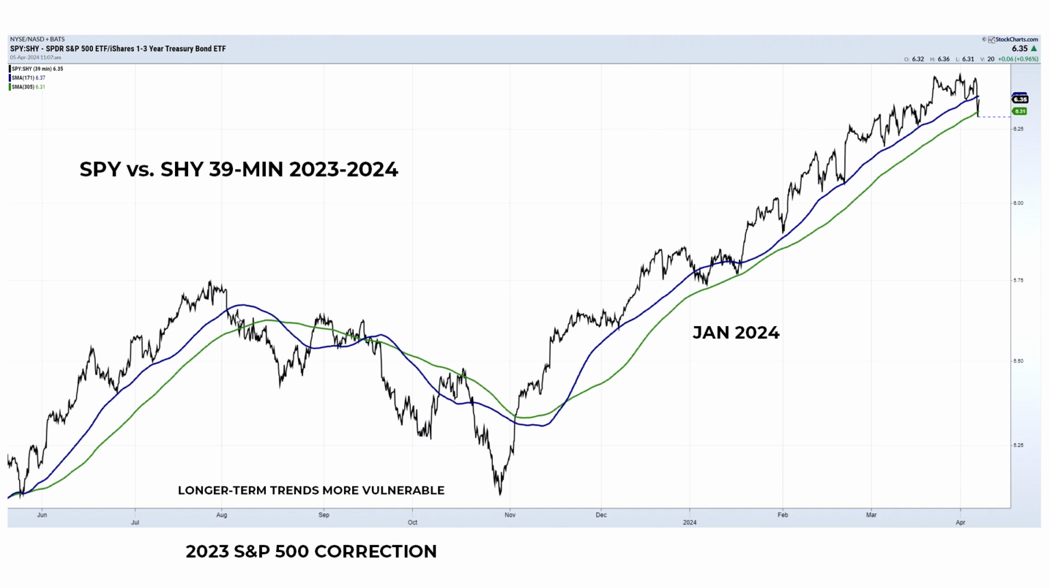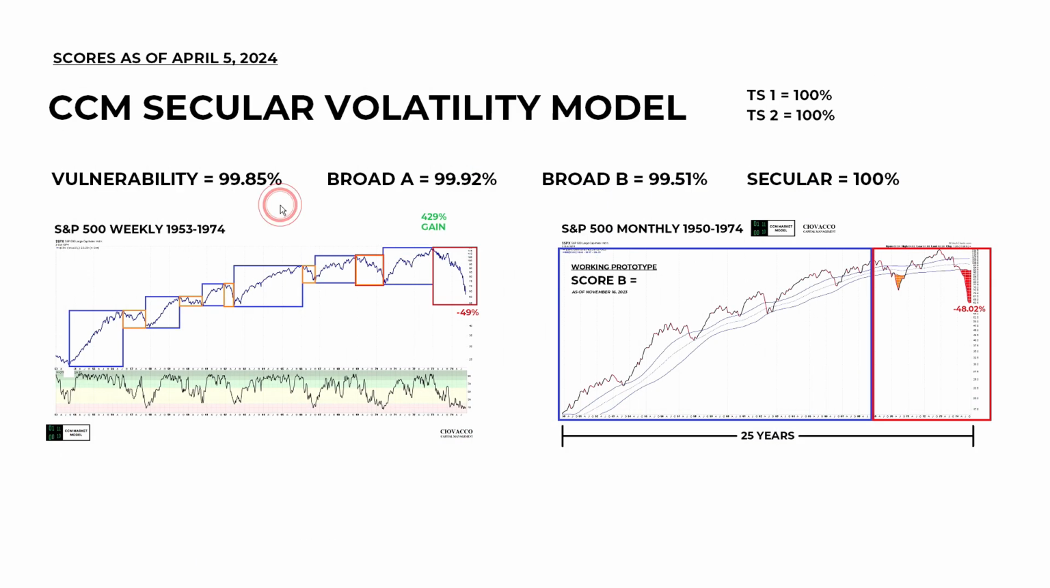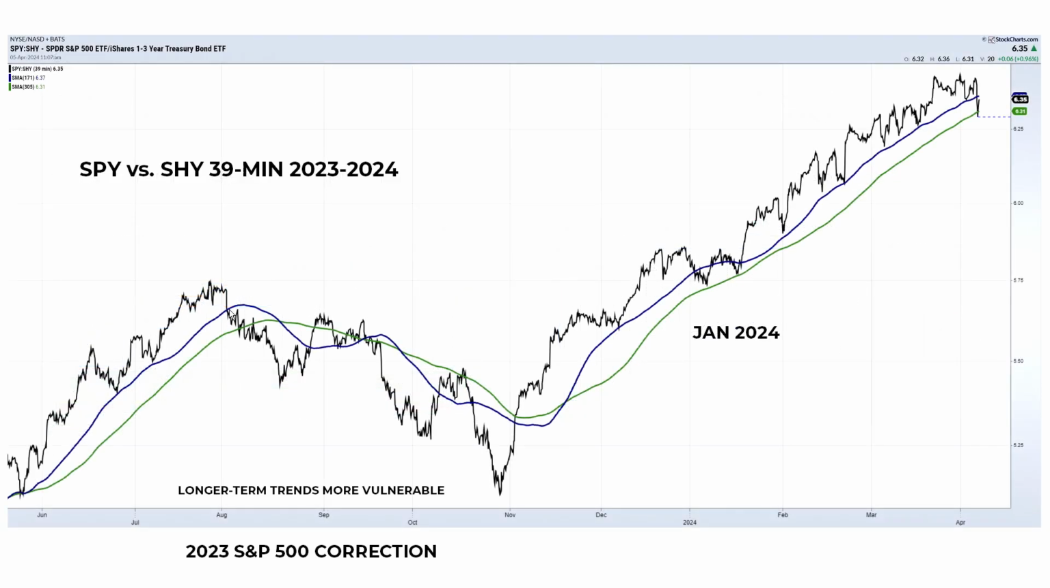We should also keep in mind, when we had the 10% correction here in 2023, the longer-term trends were much more vulnerable than they are today. What does that mean? That means we were much more vulnerable to tipping into the orange box profile and out of the blue box profile than we are today, especially from a short-term perspective. Net bottom line, deterioration like this was more important back here, most likely, than it is in the present day.